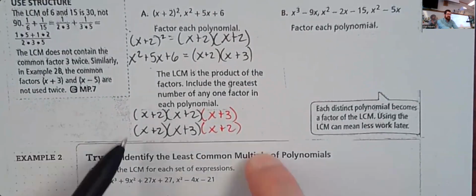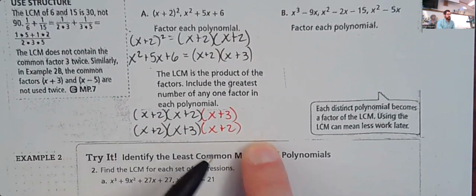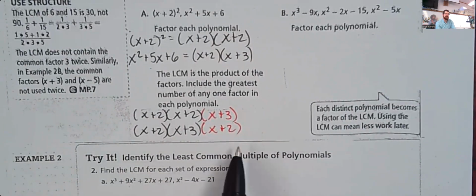So now they're both the same because they both have the same things multiplying together: 2 sets of x + 2 and 1 set of x + 3. If you multiply all 3 of those together, you would end up with the exact same expression because they all include the same factors. Does that make sense?